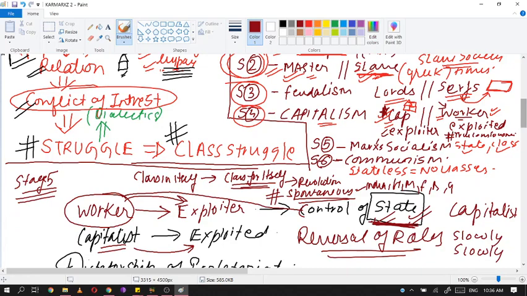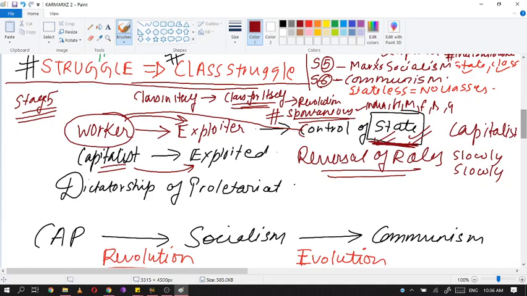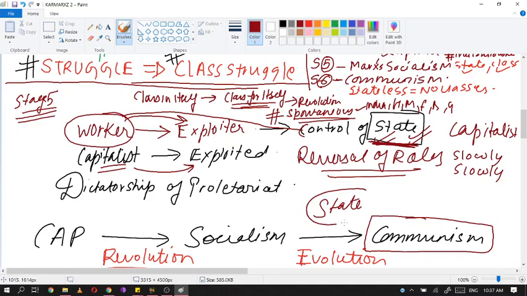And with due time, we will see that the state will become redundant. There will be no use of state. Everyone is happy, rich, wealthy. Enough resources are allocated to everyone. You have water, you have food, you have a home. Polio drops done. What will the state do?